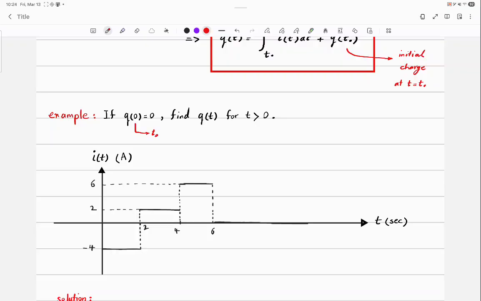Let's look at the right-hand side. What is your reference again? 0. We set the reference to 0. So what is the voltage of point A? Negative 4.